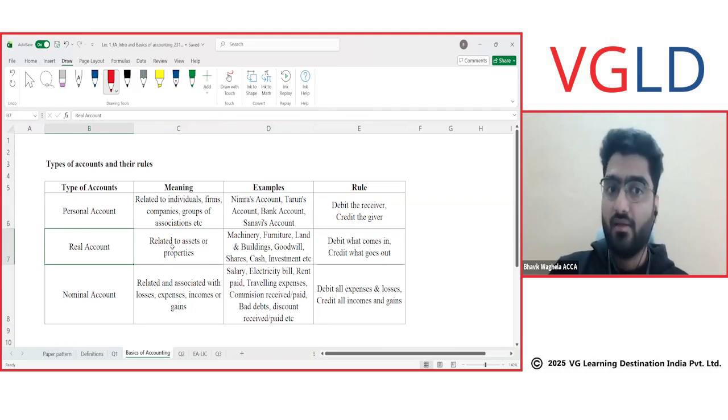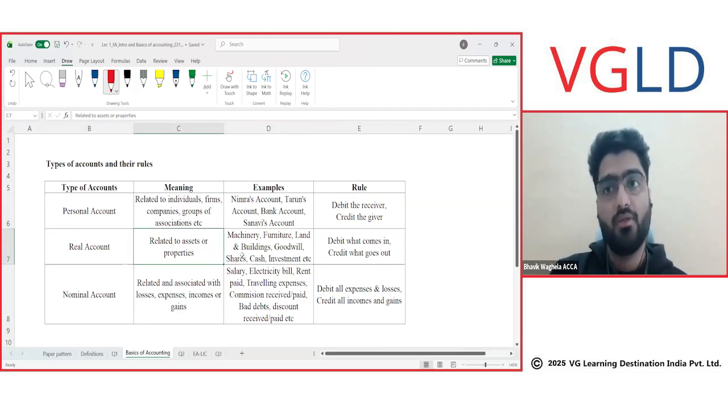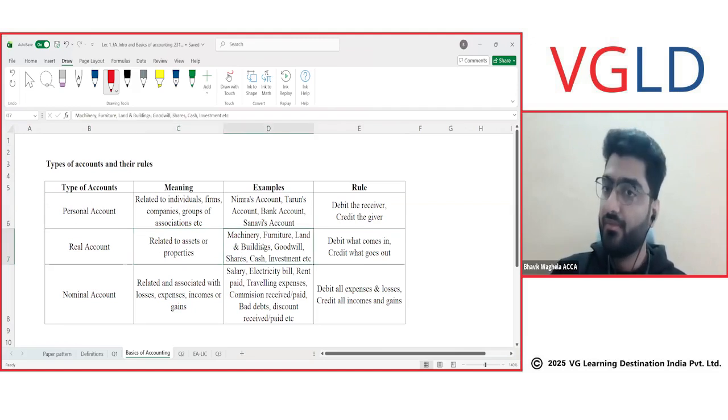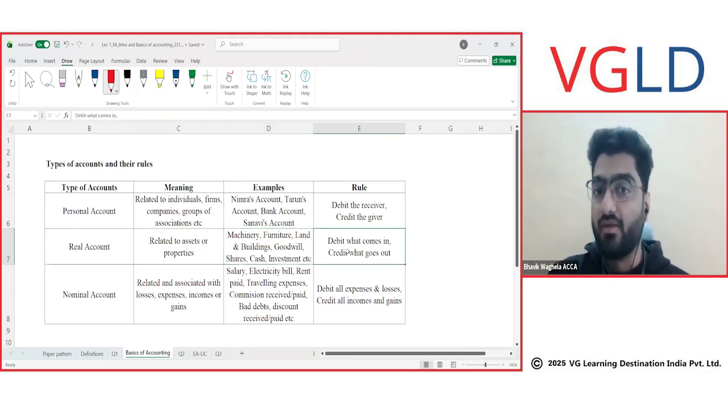Okay. Next we have a real account. Real accounts are related to assets or properties. Examples include machinery, furniture, land and building, goodwill, shares, cash, investment, etc. These are all my real accounts. The rule is debit what comes in, credit what goes out. The rule is debit what comes in and credit what goes out. Everyone?